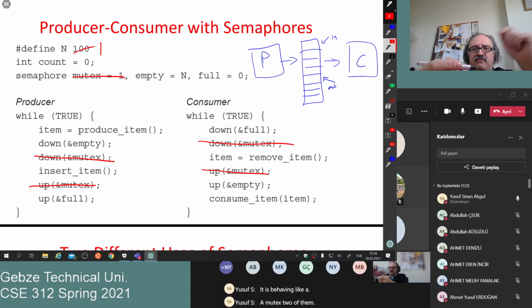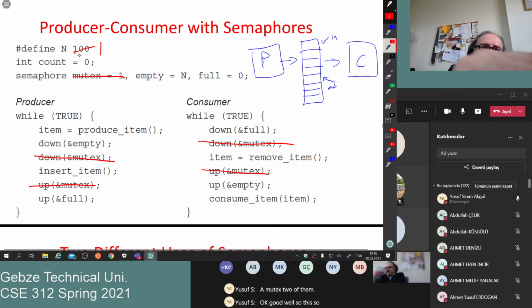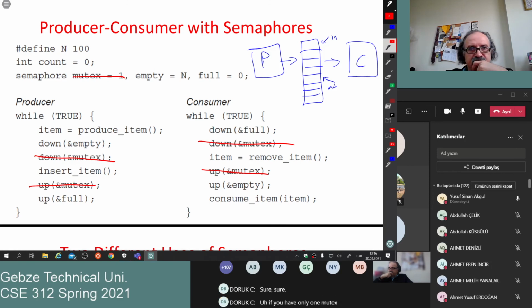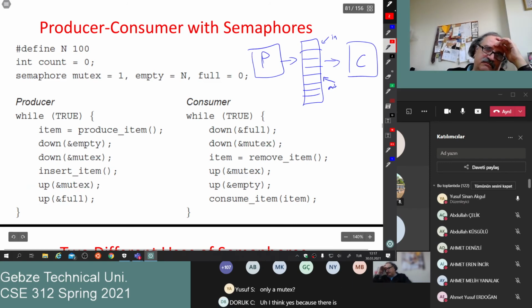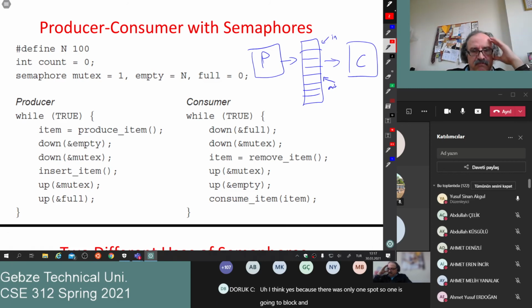Okay, good. So this is a good first exercise. But the question there that I am asking is, is it okay if I have only one mutex? I think yes, because there is only one spot, so one is going to block and the other will wait, and it's going to be vice versa.